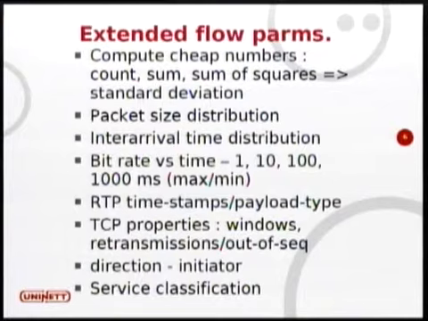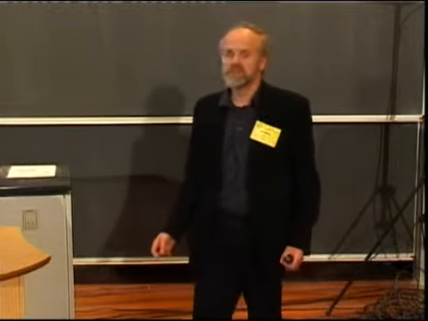At 2.5 gigabits, we don't have more than 500 cycles per packet with present CPUs. So we need to be very efficient, and we tend to compute the cheap numbers, and that means we can have the count, the sum, and the sum of squares. With the sum of squares, we can compute the standard deviation afterwards. You don't have the time to compute it in line. And by that, we also get more significant statistical numbers, we hope.